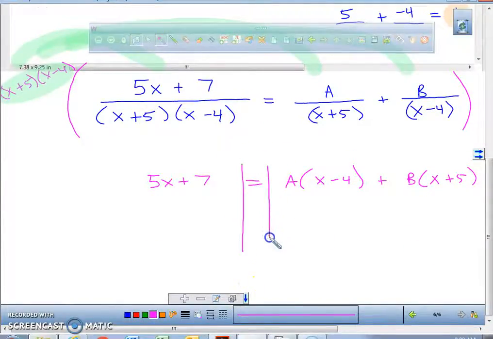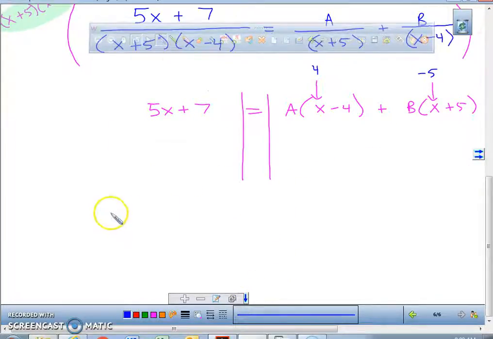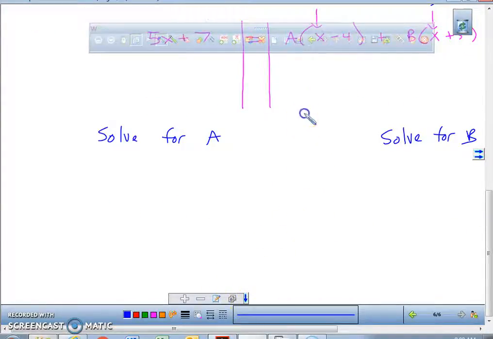Right now, we are going to either solve for A or solve for B, and to do that we're going to have to plug in two numbers. I'm going to change colors. If I wanted to solve for B, I would need to plug in a 4 for all of my x's. If I want to solve for A, I'm going to have to plug in a negative 5. So I'm going to write in columns here: solve for A, and over here, solve for B. We're going to do it separately.